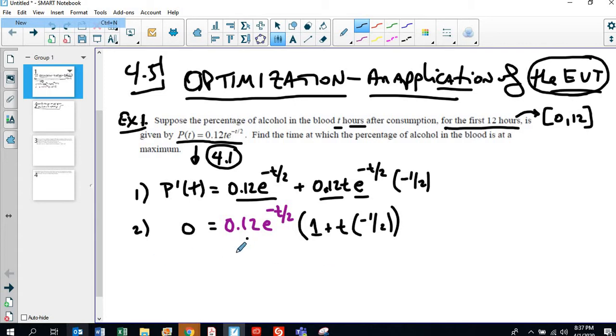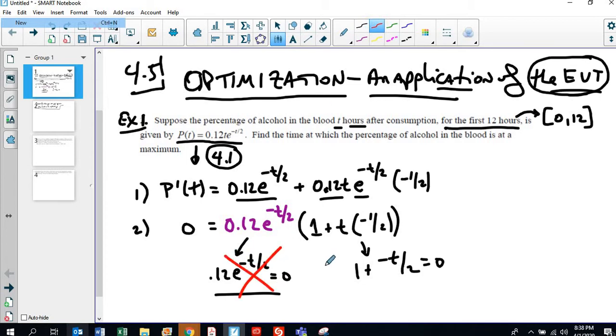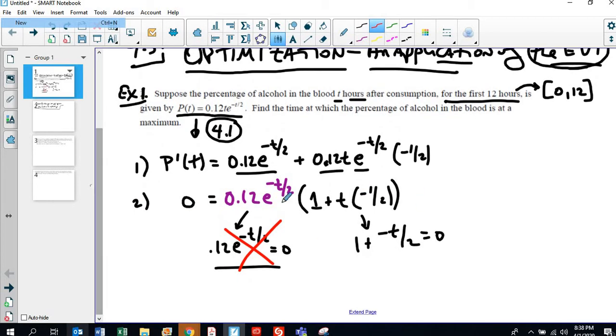Okay, and so now, since we're in factored form, we need to set these each individually equal to 0. This is 1 plus negative t over 2 equal to 0. And then here, remember that e to a power is never 0. E to a power is positive always, and so therefore we do not have anything contributed here. We don't have any critical numbers here. If we take a look at the right hand side, we get 1 equals t over 2, and so that means 2 is equal to t. So 2, which is clearly in our interval from 0 to 12, is our only critical number for this scenario.